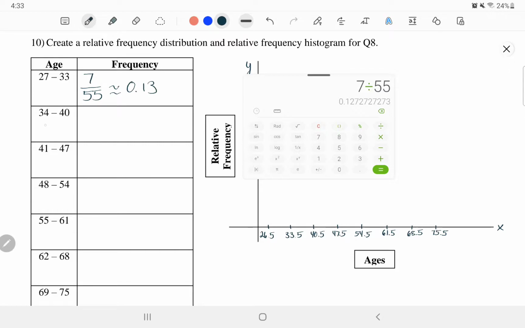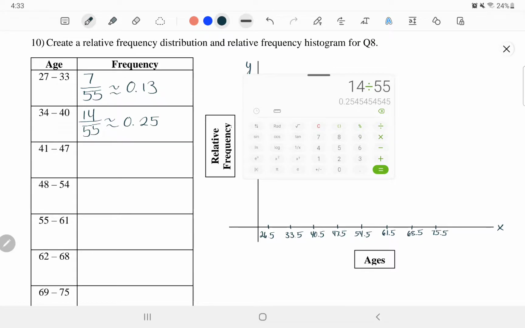The class frequency from 34 to 40 was 14. Let's divide that. 14 divided by 55. And when I round to two numbers after the decimal, that is 0.25. Remember, look at the third number to determine if the second number stays where it's at or if it rounds up.